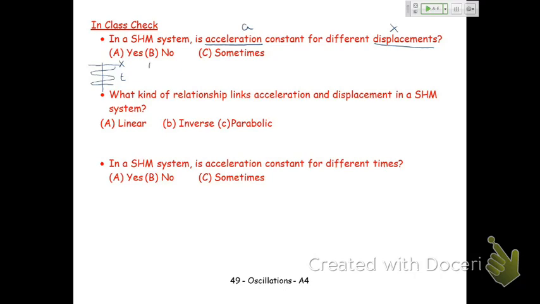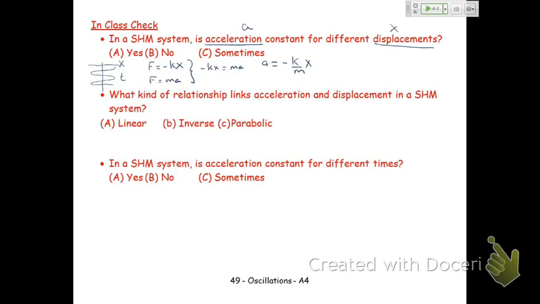Oh, I remember. F is equal to minus kx. F is equal to ma. Put the two of them together: minus kx is equal to ma. Oh, I remember. a is equal to minus k over m times x. So everything else kept constant.